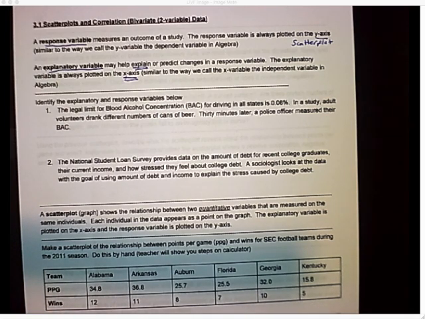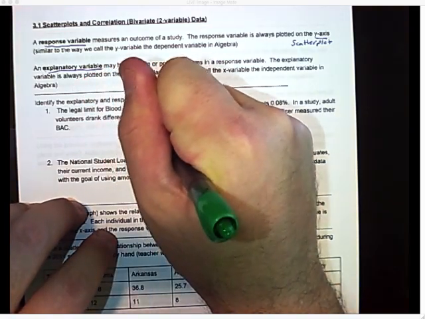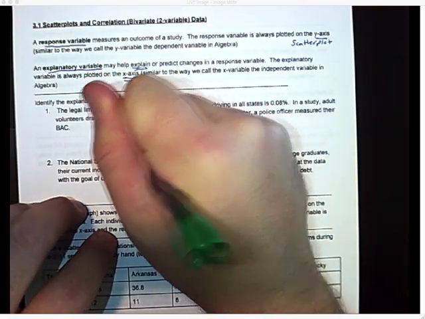It says, identify the explanatory and the response variables below. The legal limit for blood alcohol concentration for driving in all states is 0.08%. In a study, adult volunteers drank different numbers of cans of beer. 30 minutes later, a police officer measured their BAC. So let's first identify what the variables are. Two things are being measured.